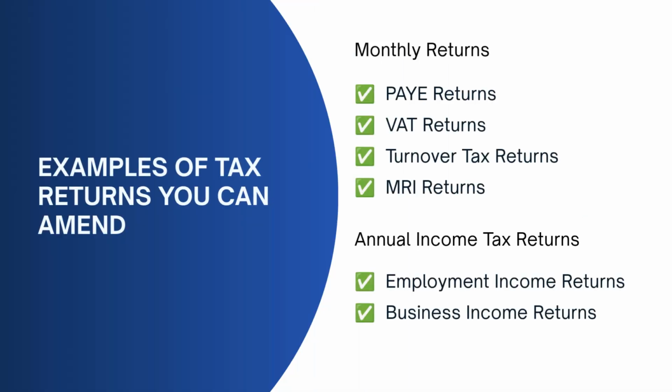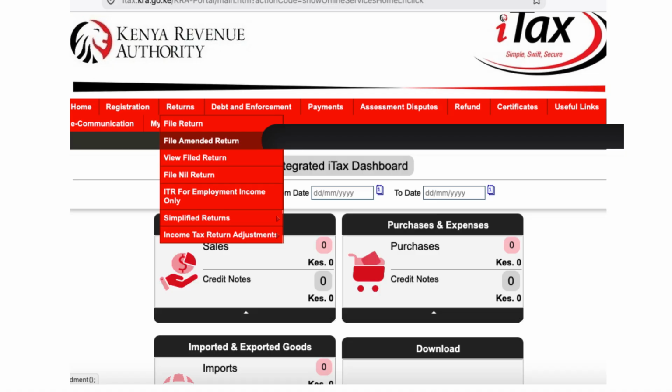Some of the examples of the tax returns that you can amend are monthly returns, for example, PAYE, VAT, monthly rental income, turnover tax, and any other applicable monthly returns. You can also amend the annual income tax returns, like the employment income returns, business income returns, and any other applicable annual returns. So once you're logged into iTax, you'll go to Returns, and then select File Amended Return.